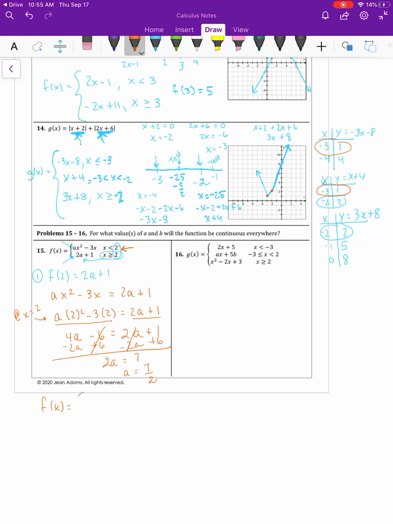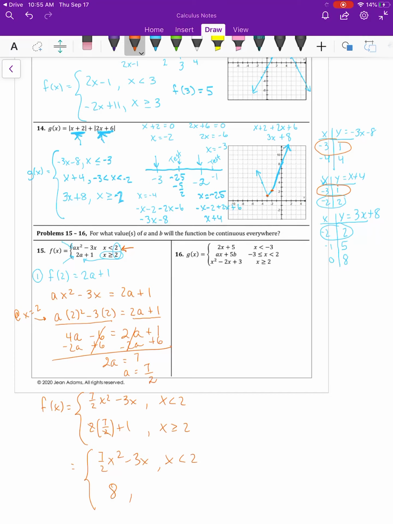And let's just look at what it would be. So we've got 7/2 x squared minus 3x for x less than 2. And if I multiply the 2 by my a of 7/2 plus 1, the 2's could cancel there. This is going to be 7 plus 1, which is 8. So remember how I said it was going to be a horizontal line?